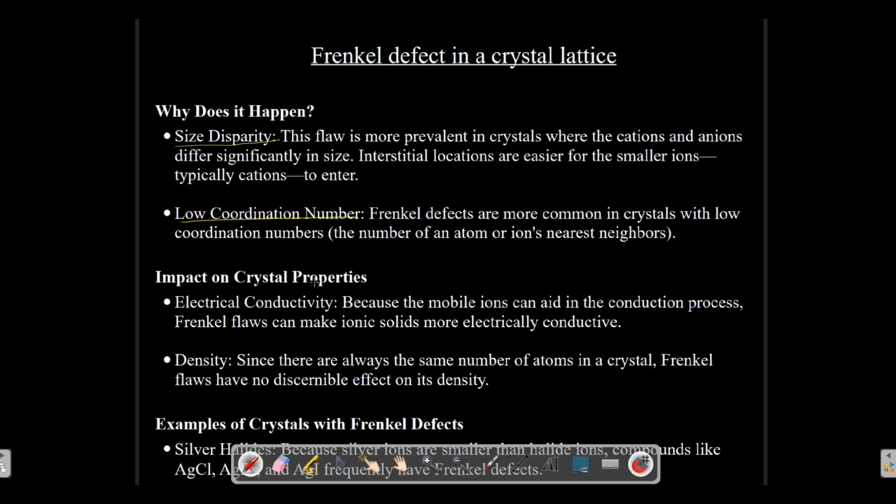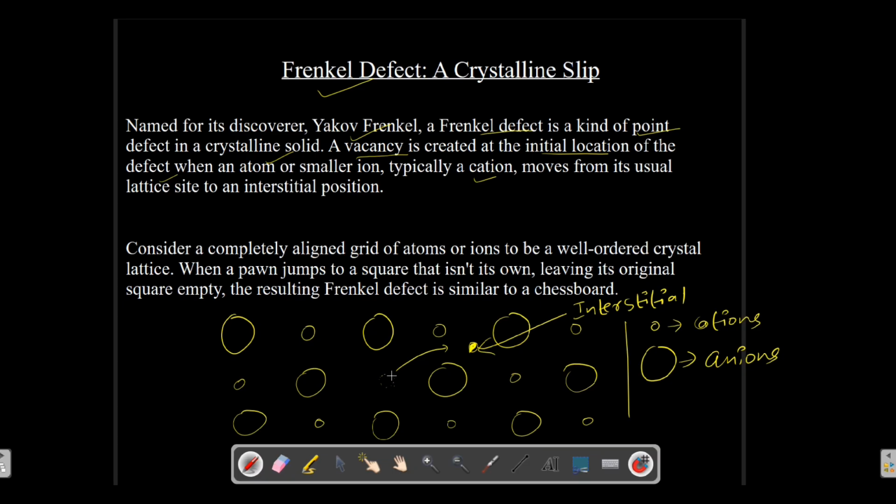Okay, so impact on crystalline properties. What could be the impact on crystalline properties? As you can see, the first one is electrical conductivity. So will there be any change in electrical conductivity? What do you think? So let's see what happens. Because the mobile ions can aid in the conduction process, Frenkel flaws or defects can make ionic solids more electrically conductive, as we saw that this ion was supposed to be over here.